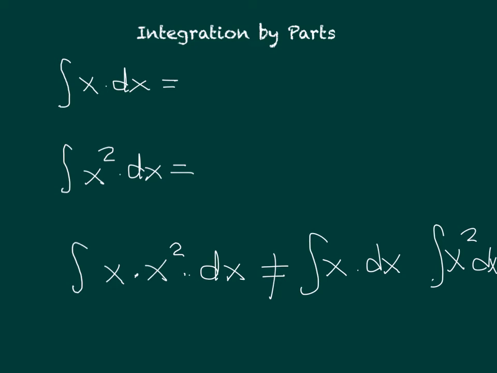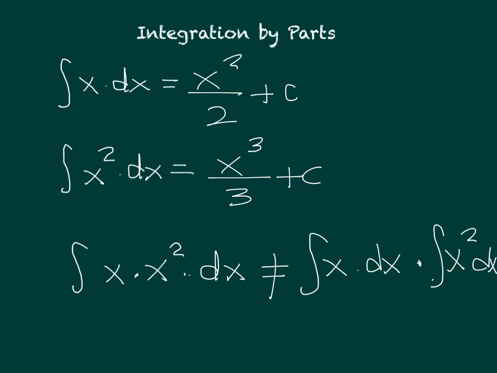Before we start, we have to think about these two integrals. Just for you to be sure, the integral of x times dx is equal to x squared over 2 plus c, and the integral of x squared times dx is equal to x cubed over 3 plus c. So as you can see, the integral of the product of x times x squared times dx is not the same as the integral of x times dx times the integral of x squared times dx, because that would be the integral of x cubed times dx, and that is completely different to the product of the two integrals.